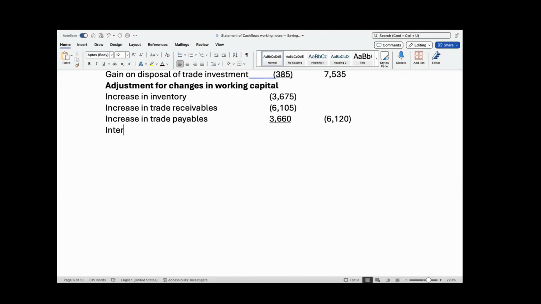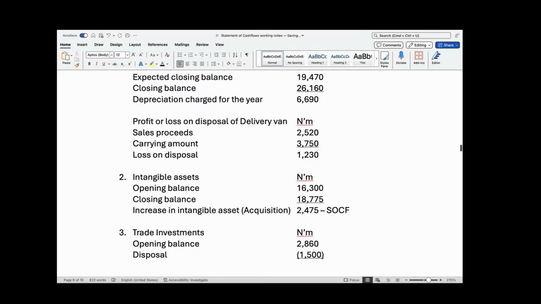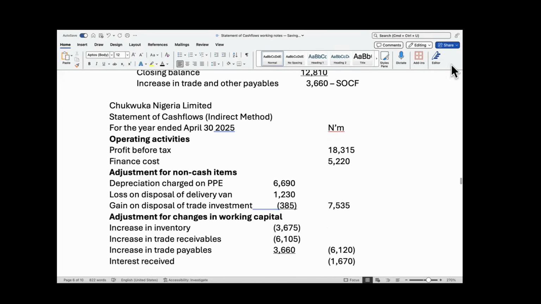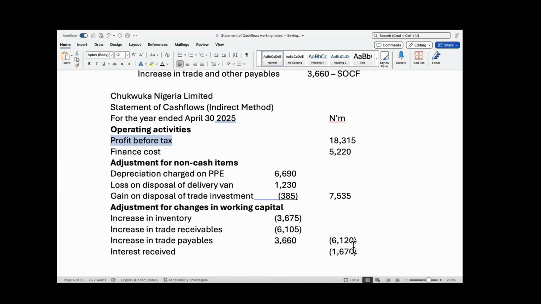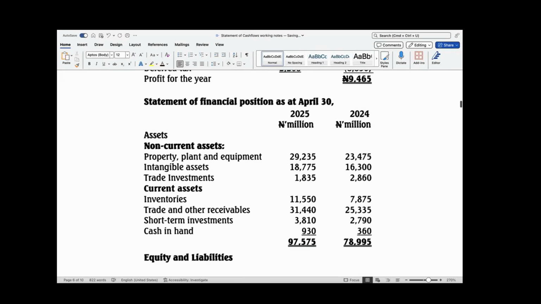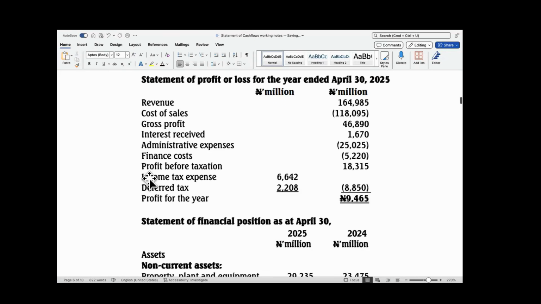So interest received, 1670. They added it before, now I will remove it. With this, I've converted. If I accumulate all this, that will give me the cash element of this profit before tax. But I won't stop there. To finalize all the items in P&L, I'll go back to my tax, income tax.